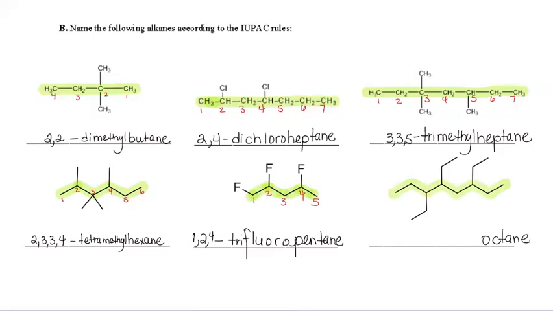Octane. 1, 2, 3, 4, 5, 6, 7, 8. Try ethyl. And then the location is 3, 4, 6. Question. Naming alkanes with multiple of the same substituents.